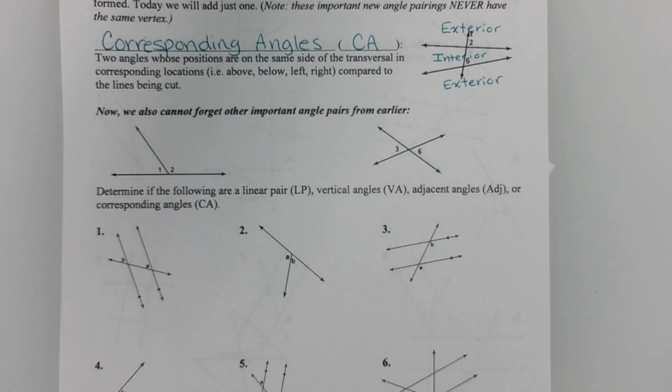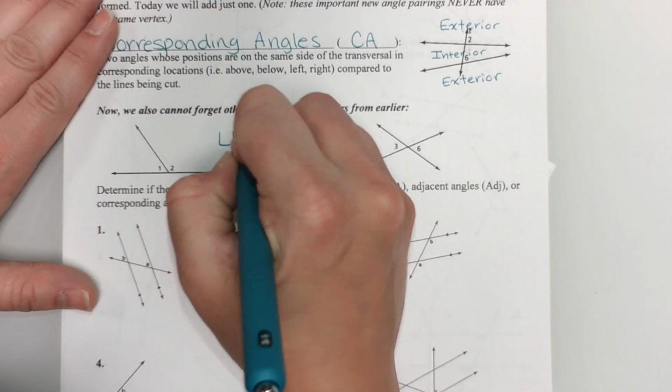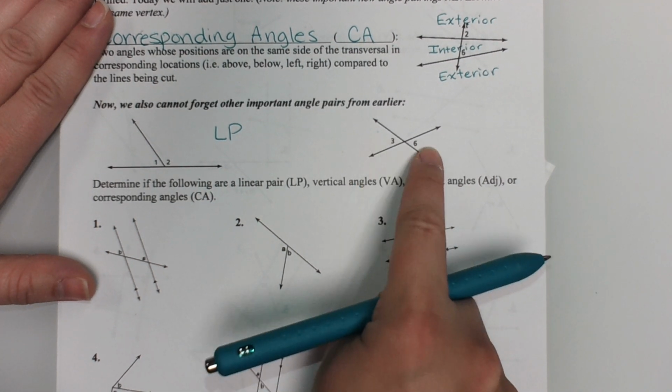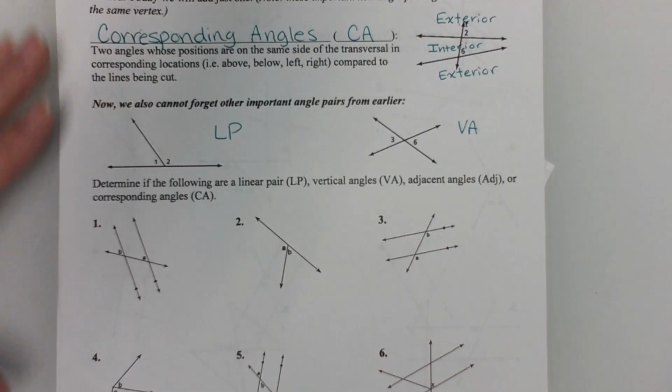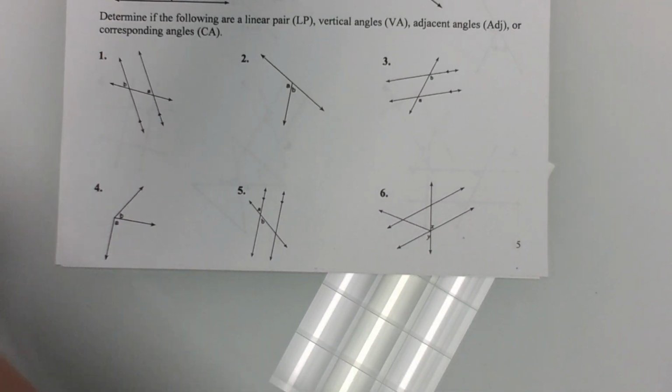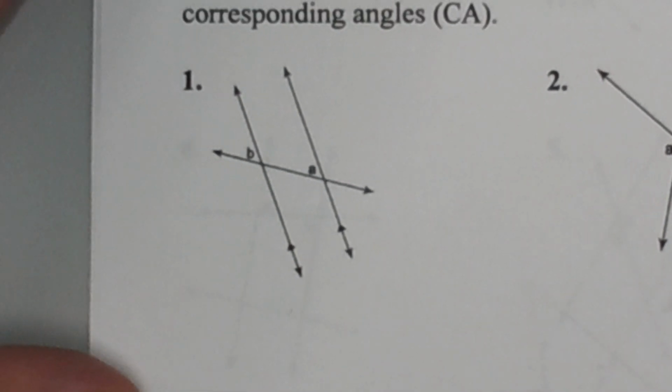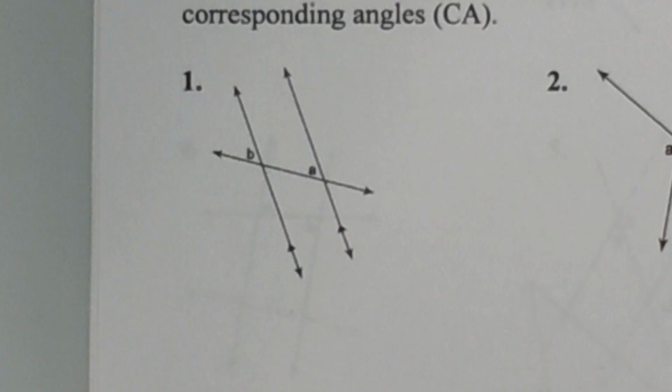So, today we're going to be identifying corresponding angles as well as the angle pairs that we dealt with before. Like this one here. What kind of angle pair was this one? It's a linear pair. Or ones like this one, which are what type? Vertical angles. Okay. So, we're identifying the following as linear pair, vertical angles, adjacent, or corresponding, if any of them.